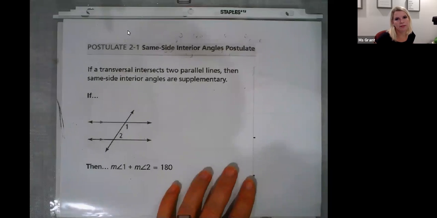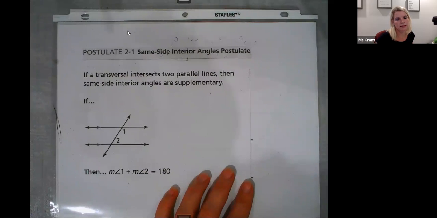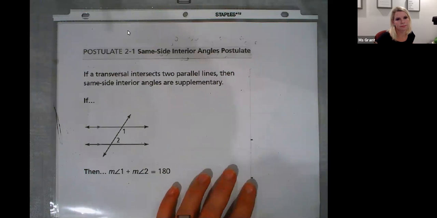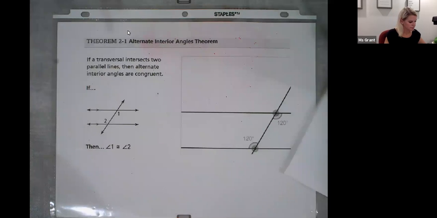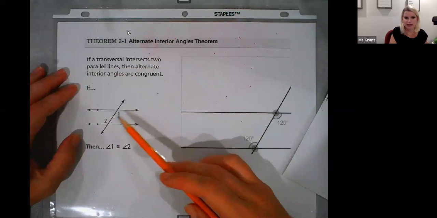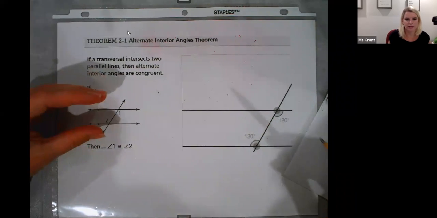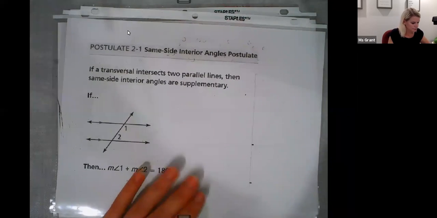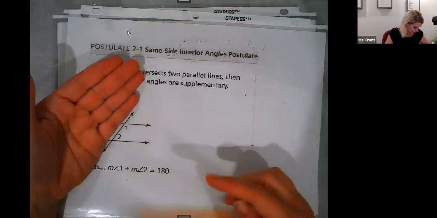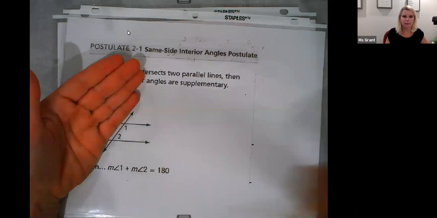We've discussed the same side interior angles. Pause the video if you need to look at this. The names really give it away. Alternate on each different sides, and they're on the interior of the parallel lines. Same side, and they're on the interior of the parallel lines.